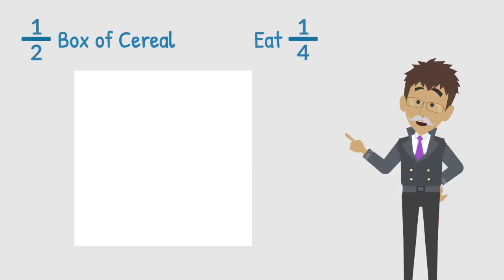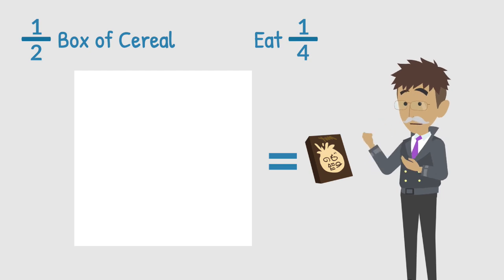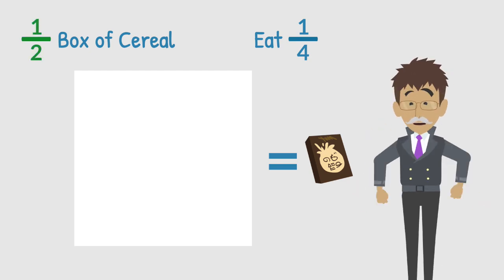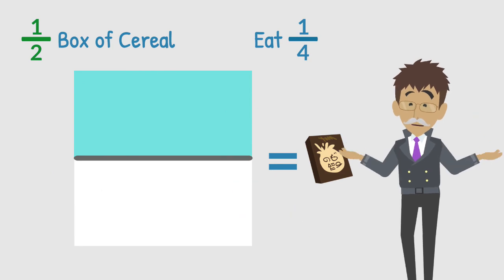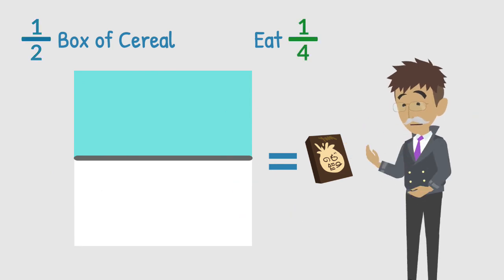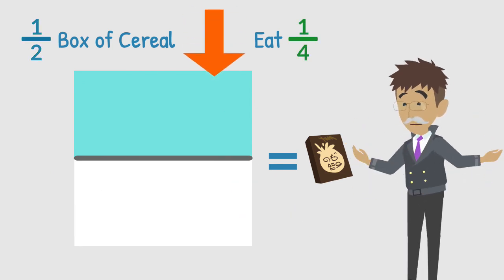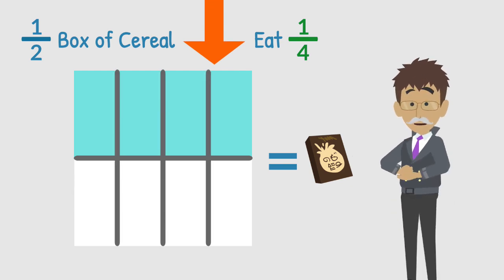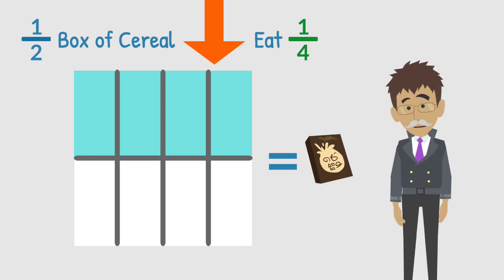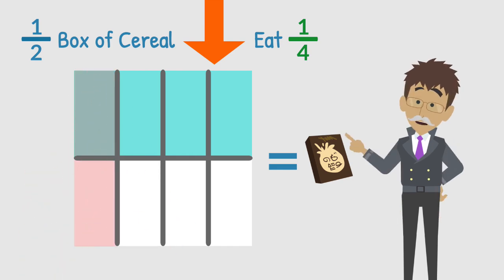One square represents one whole box of cereal. First, I represent 1/2. I divide the square into 2 equal parts and shade in 1/2. Now, we represent the other fraction from the other direction. This fraction is 1/4, so divide the square into 4 equal parts. Then shade in 1 of the fourths.